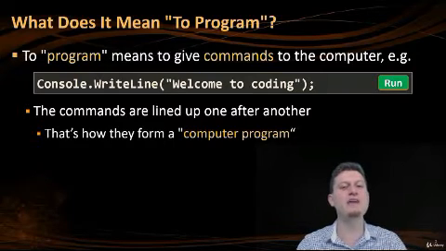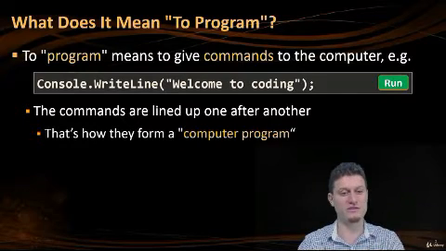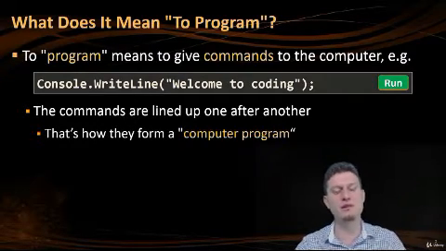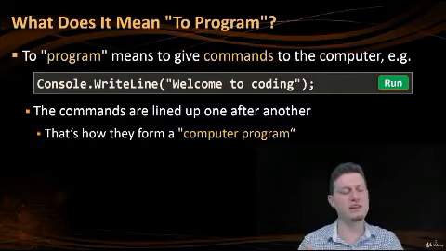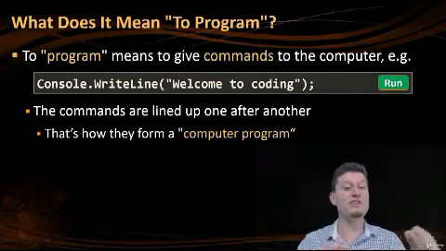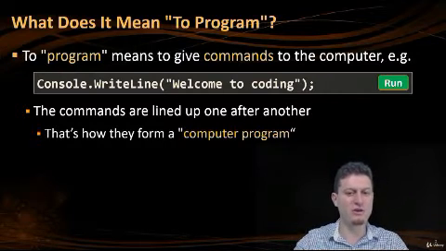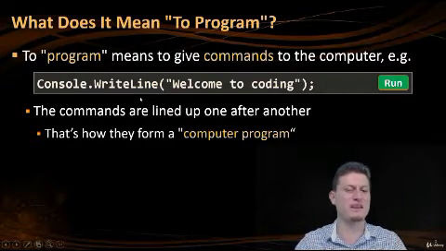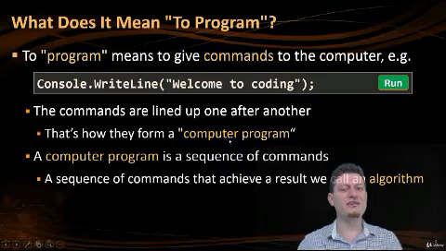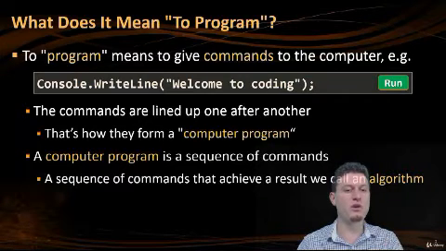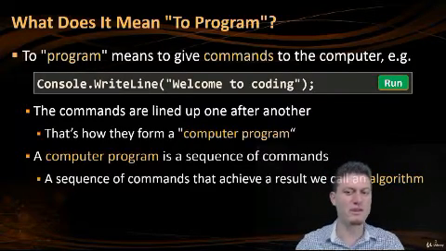Commands are lined up one after another. We can give a group of commands, sequences of commands, to the computer, and this is how they form a computer program. A computer program is just: first step, do this, second step, do this, third step, do this. So it's a sequence of commands lined up one after another. It's called a computer program or script, or there are many words to say it. So a computer program is a sequence of commands. It's also called an algorithm. If we have a sequence of commands that achieve some result, we call it an algorithm.